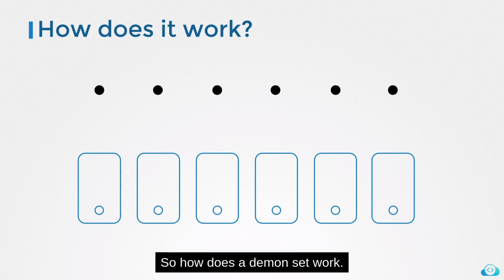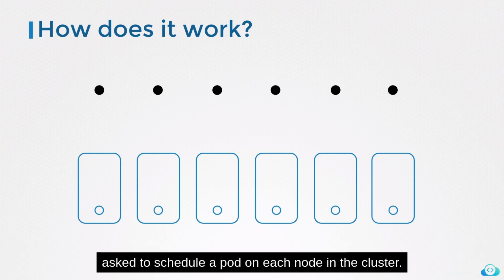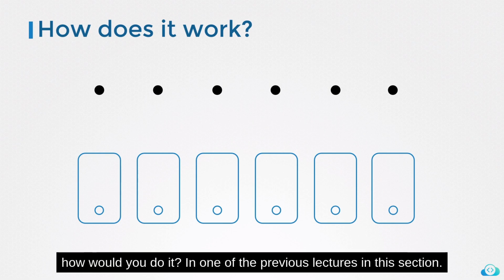So how does a daemon set work? How does it schedule pods on each node? And how does it ensure that every node has a pod? If you were asked to schedule a pod on each node in the cluster, how would you do it?